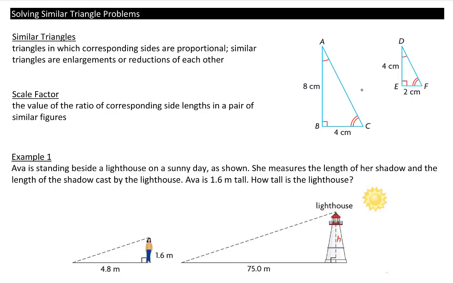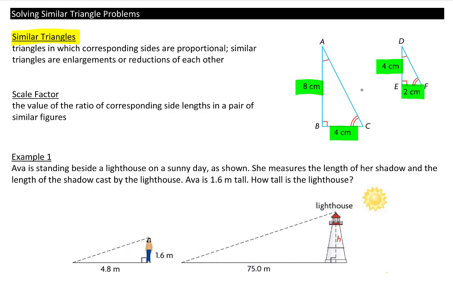Now we're going to take a look at solving similar triangle problems. First of all, similar triangles are triangles in which the corresponding sides are proportional. So for example, if we look at triangles ABC and DEF shown here at the right, we can see that side AB is twice that of DE and BC is twice that of EF.